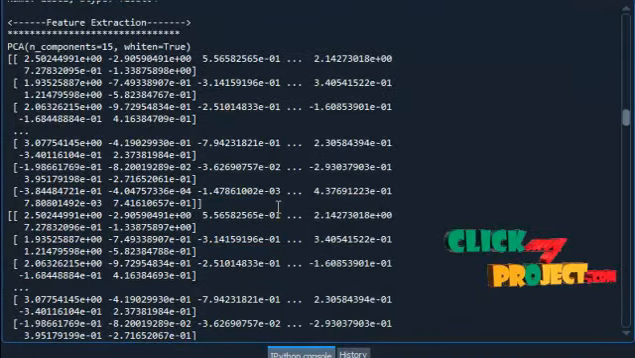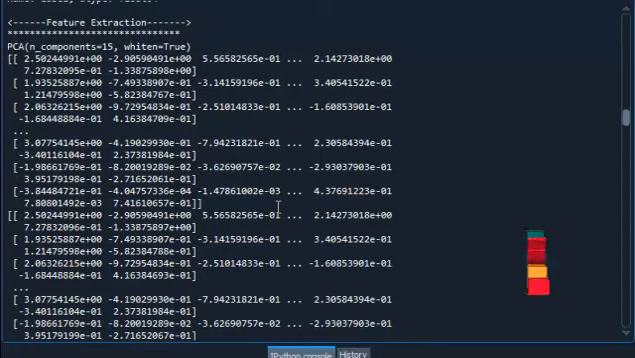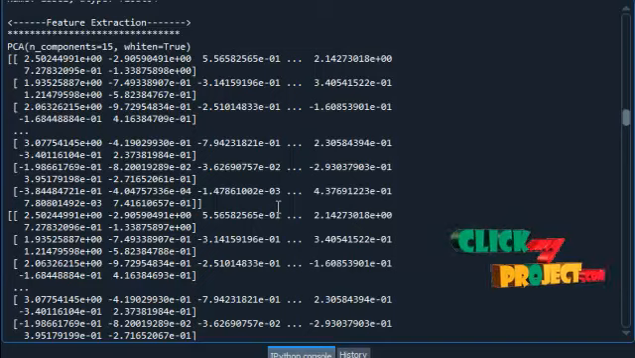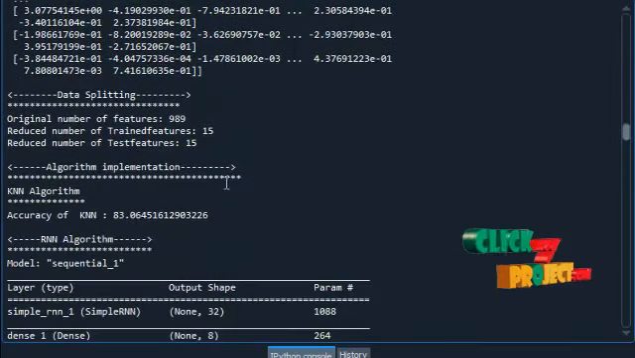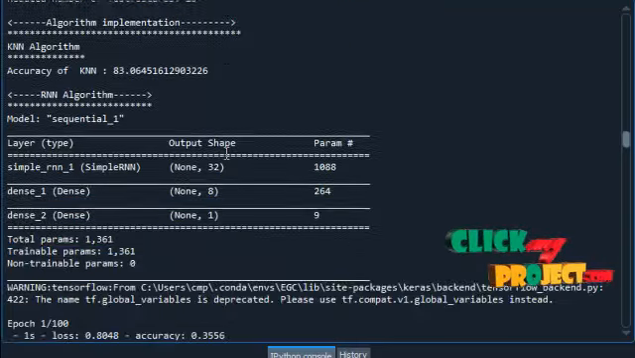Next, future extraction. In future extraction, our dataset's futures are extracted, reducing the number of futures. Okay, next, data splitting. In this data splitting, our data is split into training and testing data. Okay, this is our future extraction result. Original number of futures 989, reduced number of training futures 15, reduced number of tested futures 15.